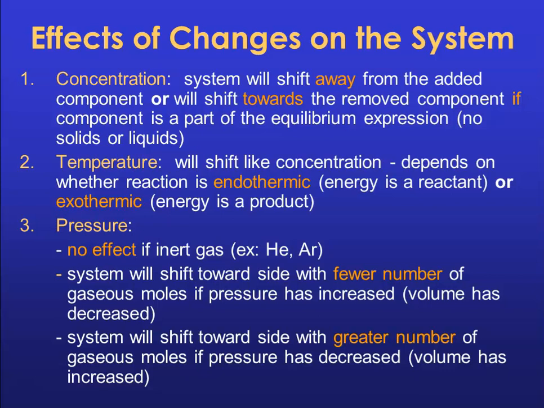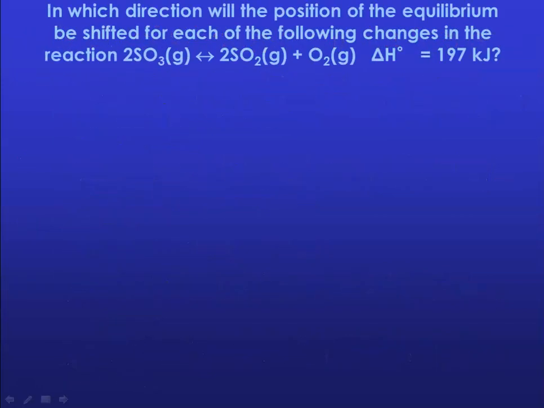If you have a decrease in your pressure, you have an increase in your volume, and you have a different amount of gaseous moles between the reactants and the products, your equilibrium will shift towards the side with the greater number of moles. And so we'll look at a few of those on the next slide.